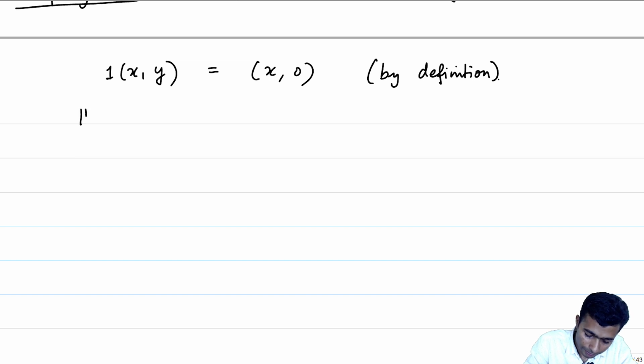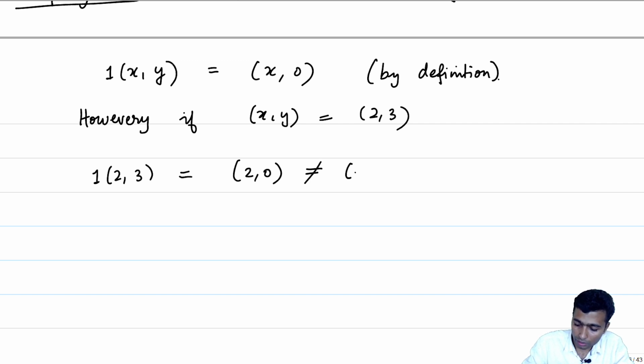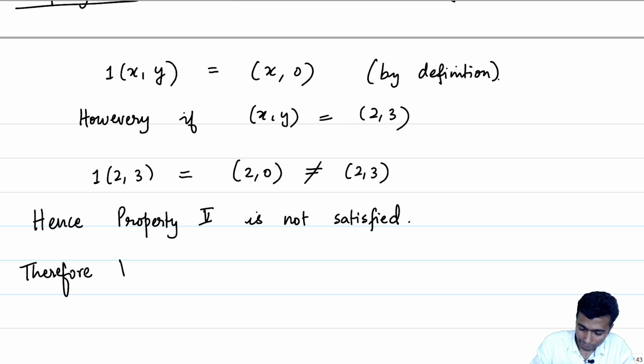However, if say (x, y) is the vector (2, 3), let us say 3 not equal to 0, right? So, 1 times (2, 3) here by definition is equal to (2, 0), which is not equal to (2, 3). We should have got (2, 3) if property 5 is to be satisfied. So hence property 5 is not satisfied. Therefore, V is not a vector space with these operations.